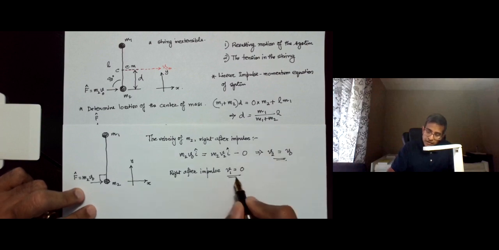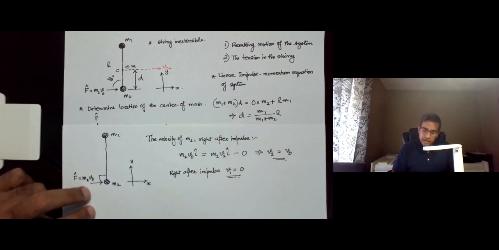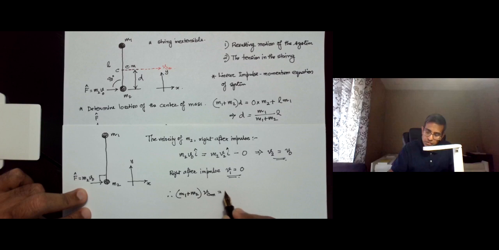Now with this, we can find out the velocity of the center of mass. So we can say that therefore (m1 plus m2) vcm is equal to m1 v1 plus m2 v2, which is equal to, this goes to 0 because v1 is 0 and v2 is v naught, so m2 v naught, which means that vcm is equal to m2 v naught divided by (m1 plus m2).